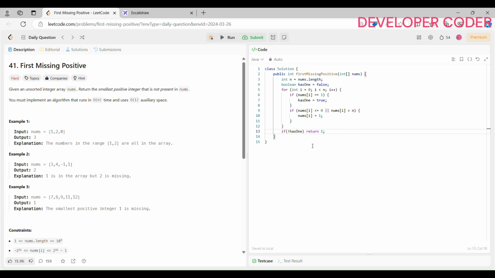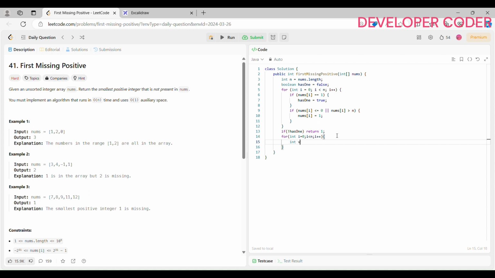So we have checked for this condition, and now once this is done, after that I have to mark whether integers 1 to n are in nums. I have to use index as a hash key and negative sign as a presence detector. So let's run one more loop for int I equal to 0, I less than n, I plus plus.